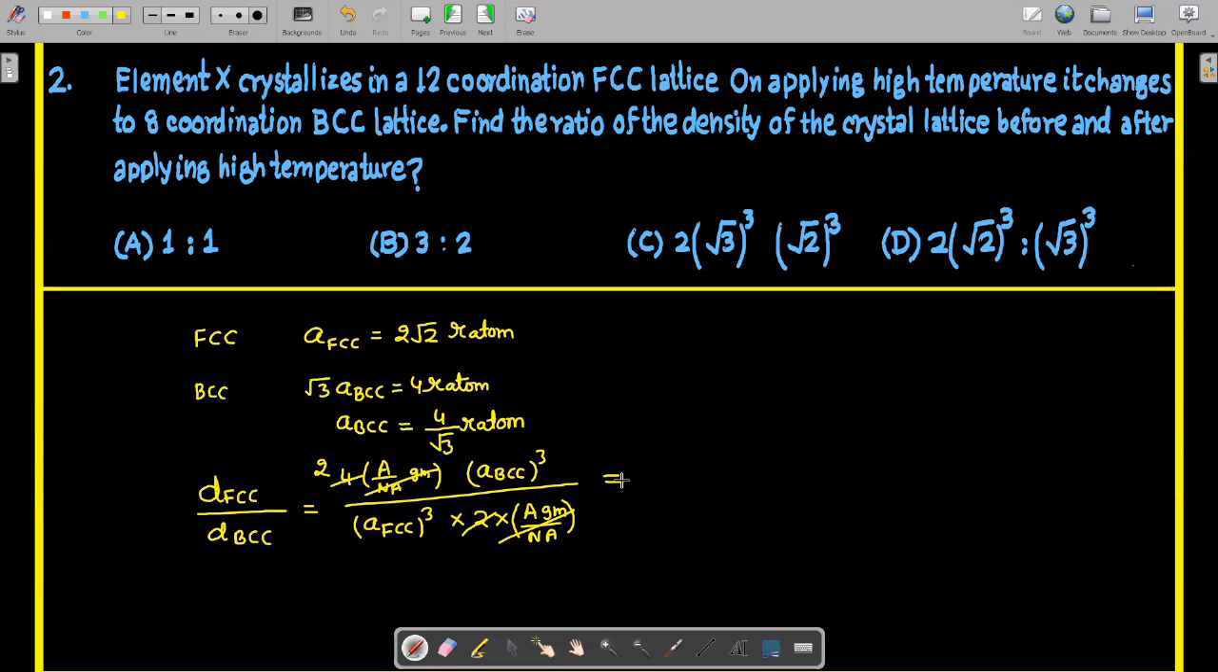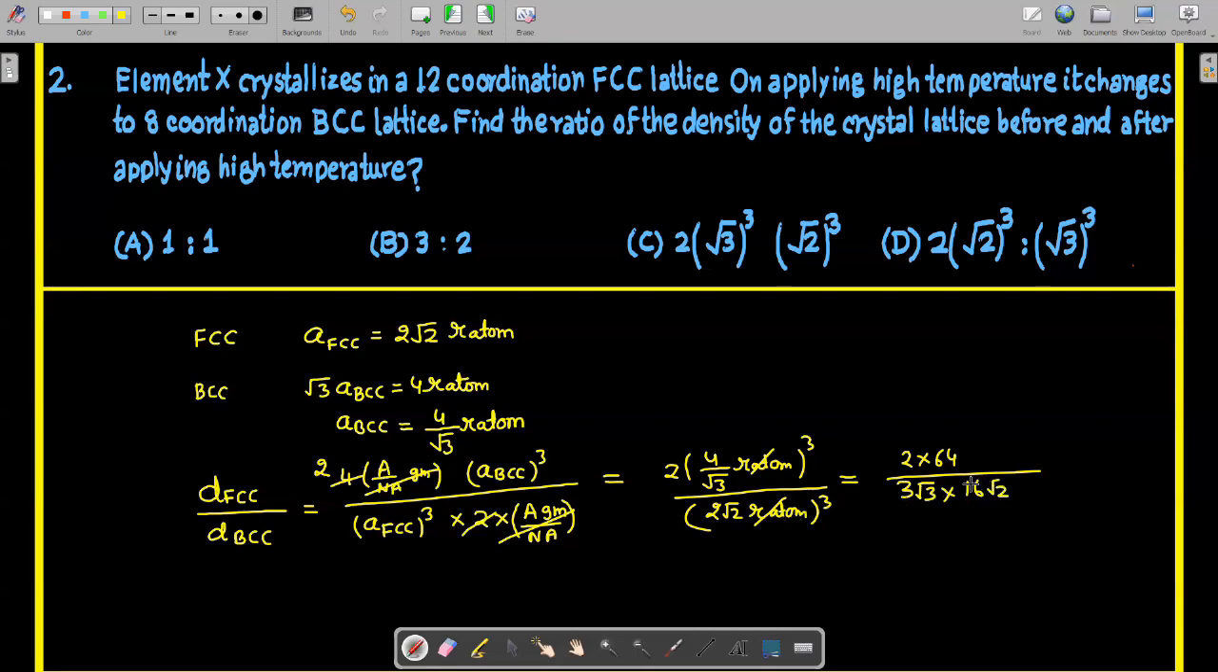So I can write that 2 into edge length of BCC, that is equal to 4 by root 3 radius of atom whole cube, upon edge length of FCC whole cube. Edge length of FCC is equal to 2 root 2 R, radius of atom, whole cube. So now if I simplify this, the radius of atom in numerator and denominator will cancel out. This I can write as equal to 2 into 64 divided by 3 root 3. And on simplification of this, I can write this is 16 root 2.